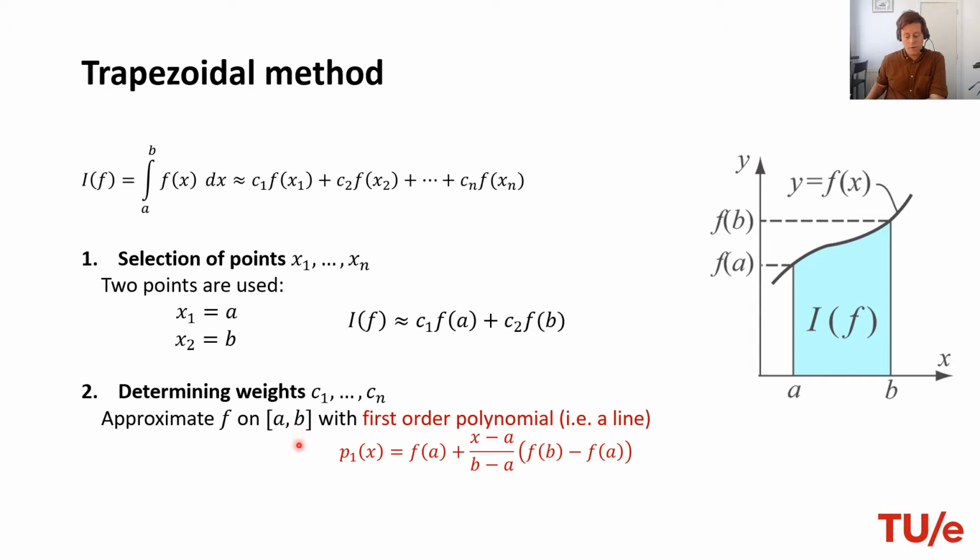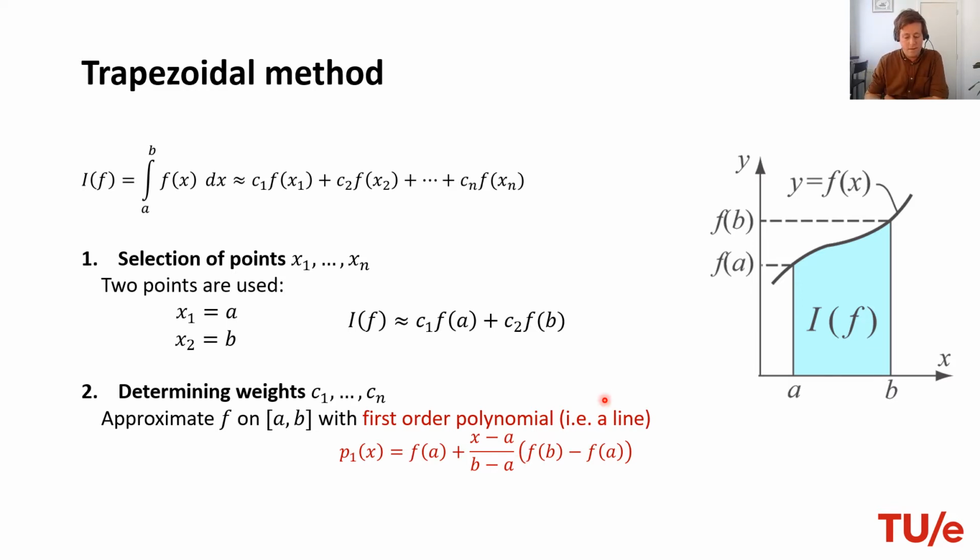There are several ways in which you can write this line down mathematically, but this is a common way. You see that if x is equal to a, then this polynomial will be equal to f of a. If x is equal to b, then it will be equal to f of b. And everywhere in between, it's a kind of combination of f(a) and f(b). So that's the line between those 2 points.